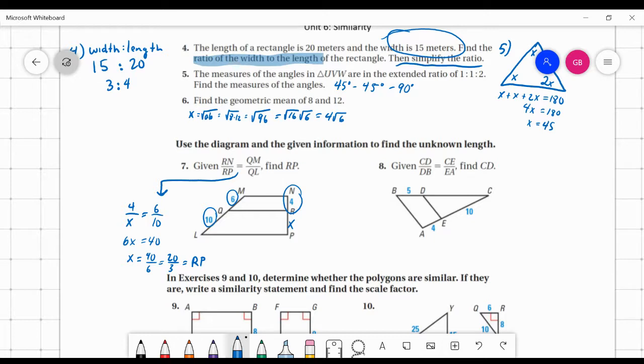For number 8, again, we have this equation here. CD, that's the one we don't know, so that would be x. DB is 5. CE is 10. And then EA is 4. All right, so cross multiply, you get 4x is equal to 50. And then divide by 4. So x is 50 over 4, which simplifies to 25 over 2. And that is CD.